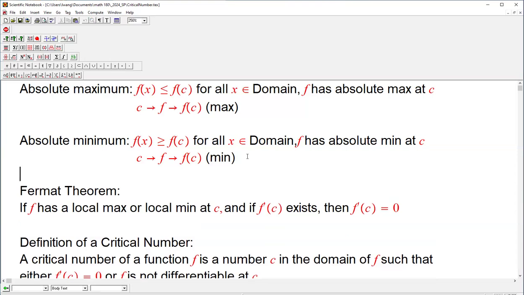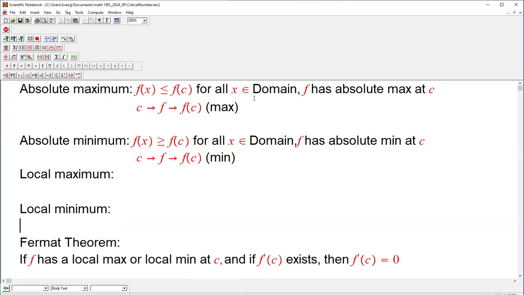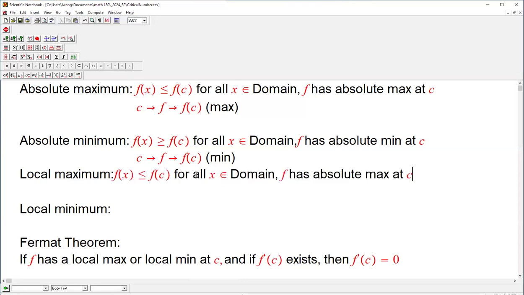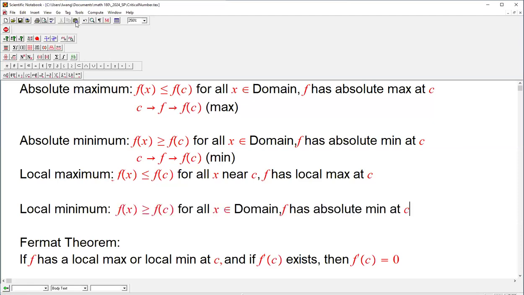After this definition, we define local max and local minimum. The narratives are the same, except where the change happens. For absolute max it is for all the x in the domain, but for local max it is for all x near C, in the neighborhood of C. Then we say f has local max at C. A local minimum is similar: it's in the neighborhood of C instead of in the whole domain.